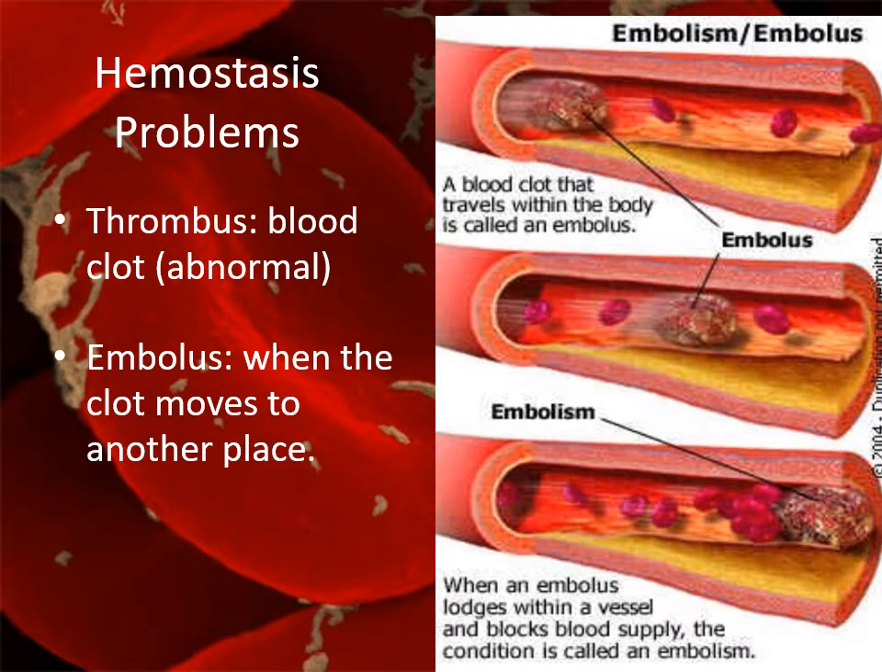Hemostasis is a really important thing to have happen, but sometimes it doesn't work the way we hope it would work. For instance, when it goes wrong, you could have a thrombus, which is a blood clot that's abnormal, that you don't want. Or it could result in an embolus. That's where the clot moves from one place to another. Both of these can cause problems. As you can see in that diagram, if it gets in a narrow blood vessel, it can actually cause the blood supply to stop flowing to that area.